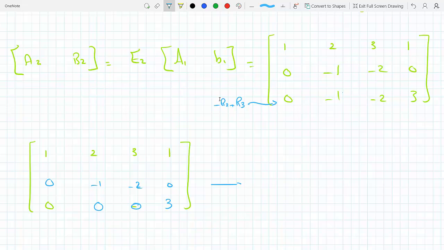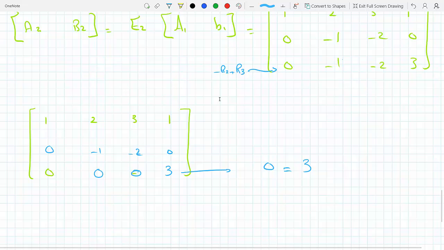And what do I get? I get the last equation. What does it tell me? The last equation tells me that 0 equals 3. That's why the system has no solution. Well, this is a false statement, and the system has no solution.